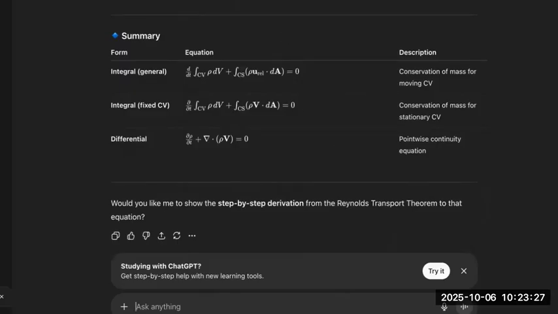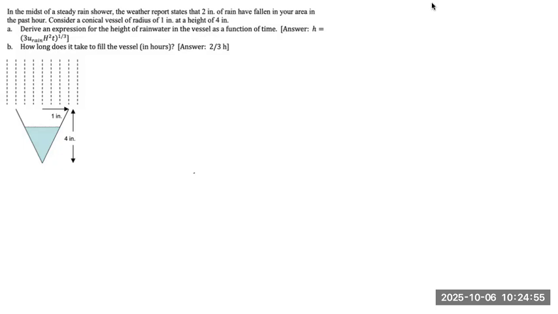So let's go back to the problem. For this problem, we first have to pick our control volume. We'll pick our control volume to be something in which mass is conserved, basically.